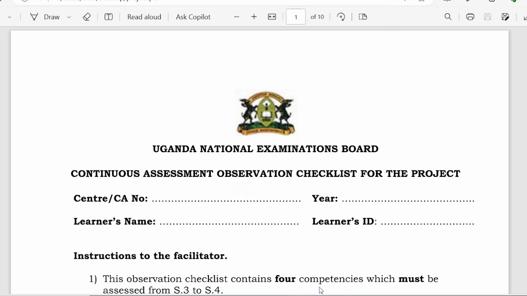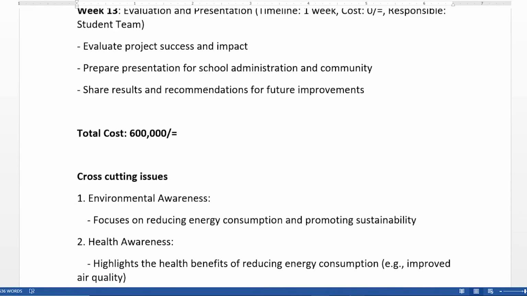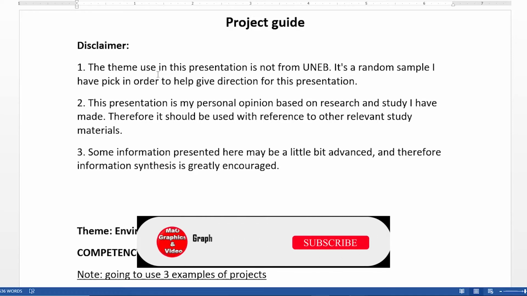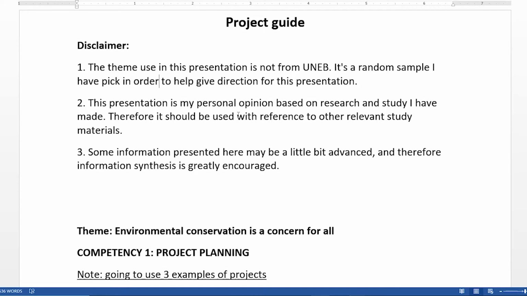Before I begin with the project guide, I want to put this disclaimer. One is that the theme used in this presentation is not from UNEB. It is a random sample which I've used to help give a direction for this presentation. Also, the presentation is my personal opinion based on research and study I've done. Therefore, it should be used with reference to other relevant study materials.